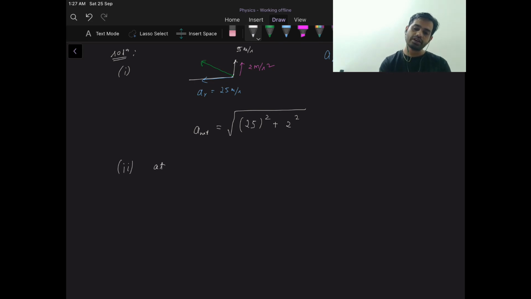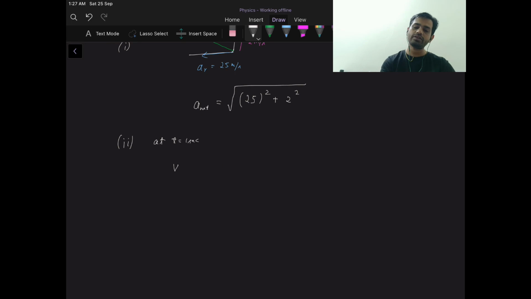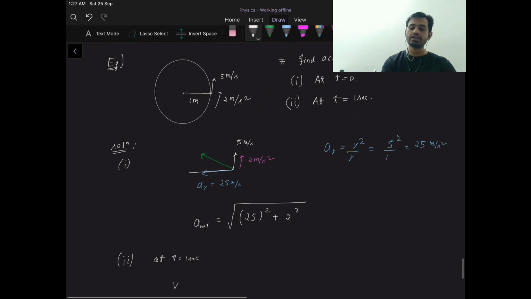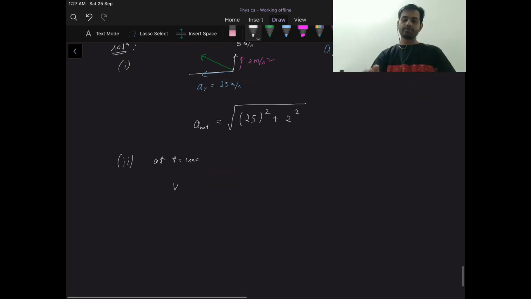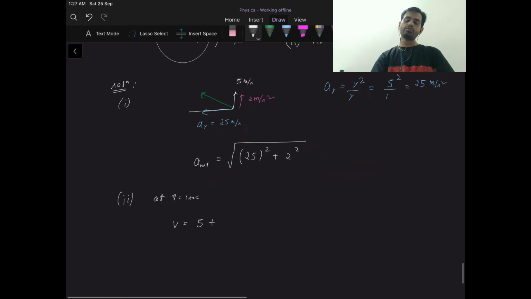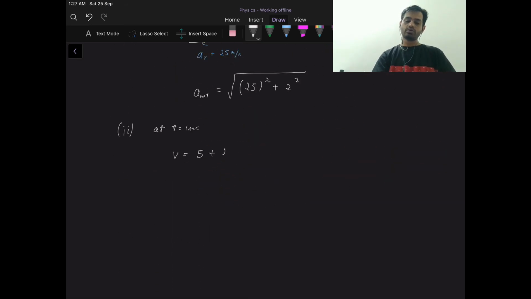At t equal to 1 second, we need to find the speed. What will be the speed? If the initial speed is 5 meter per second, we can use v is equal to u plus at. So, v is equal to u, which is 5, plus tangential acceleration, which is 2 meter per second square, into t, which is 1. So, the velocity at t equal to 1 second will be 7 meter per second.